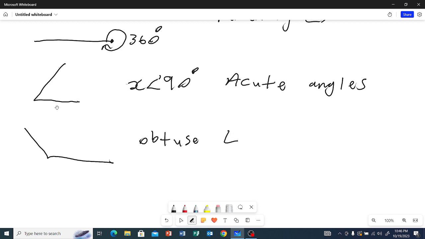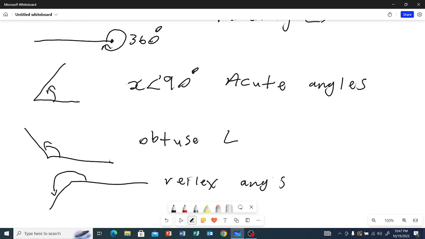Then we have an acute angle. You measure it from this point to that point. Then we have angles that are greater than 180 degrees, greater than 180 but less than 360. So we call these ones reflex angles.